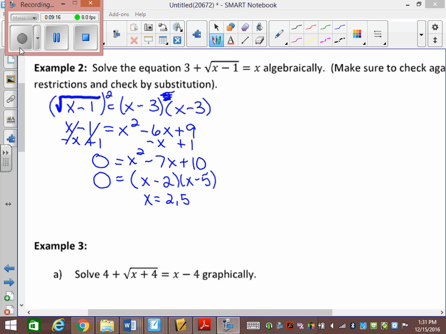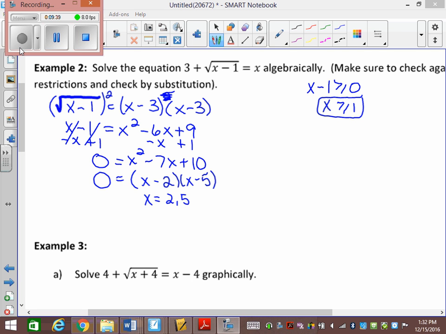If we go to state our restrictions, because it's linear under the square root, we can just go x minus 1 has to be greater than or equal to 0. If it's quadratic, you can't just do that. So x has to be greater than or equal to 1. What do you have to remember? If this was a negative x and I divided by a negative 1, what happens? Your inequality sign flips. Still says equal to, but it flips. So our answer has to be greater than or equal to 1.